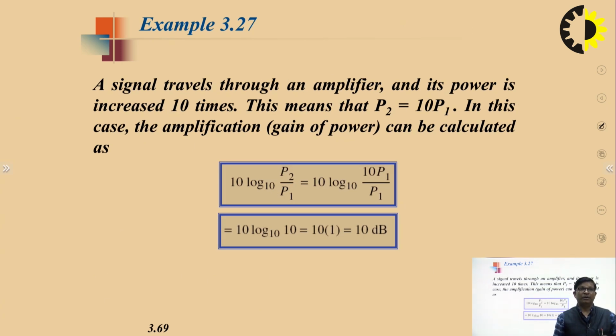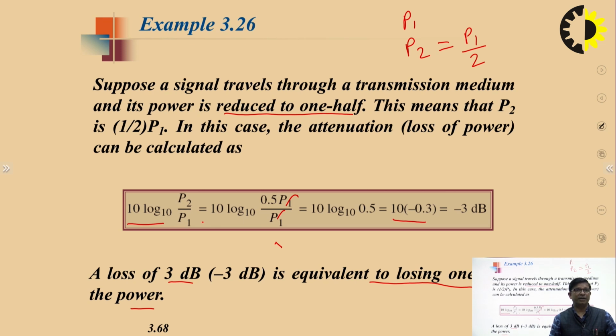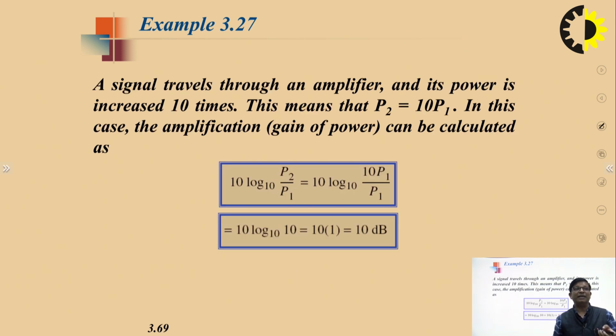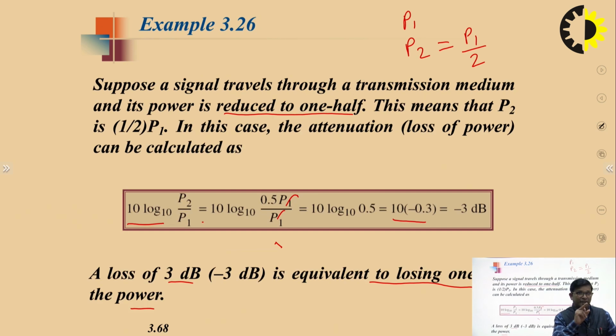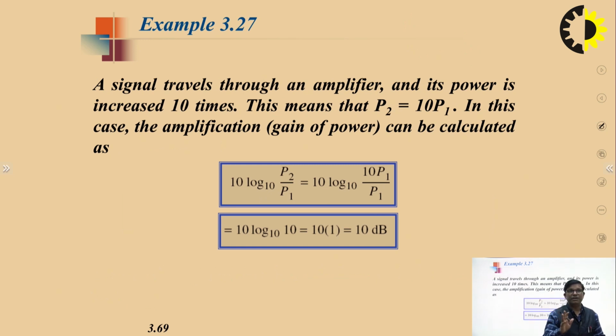Now consider a signal through an amplifier and its power is increased 10 times. This is the case where the power is reduced, and this is the case where the power is increased 10 times. Keep in mind, the earlier case is where power is reduced to half, and this is where power has been increased 10 times. Then P2 is 10 P1. The power at the receiver end is 10 times the power sent by the sender. So in this case, the amplification is 10 log10 (P2/P1), which is 10 log10 (10 P1/P1), which means 10 decibel. Did you understand what happened?